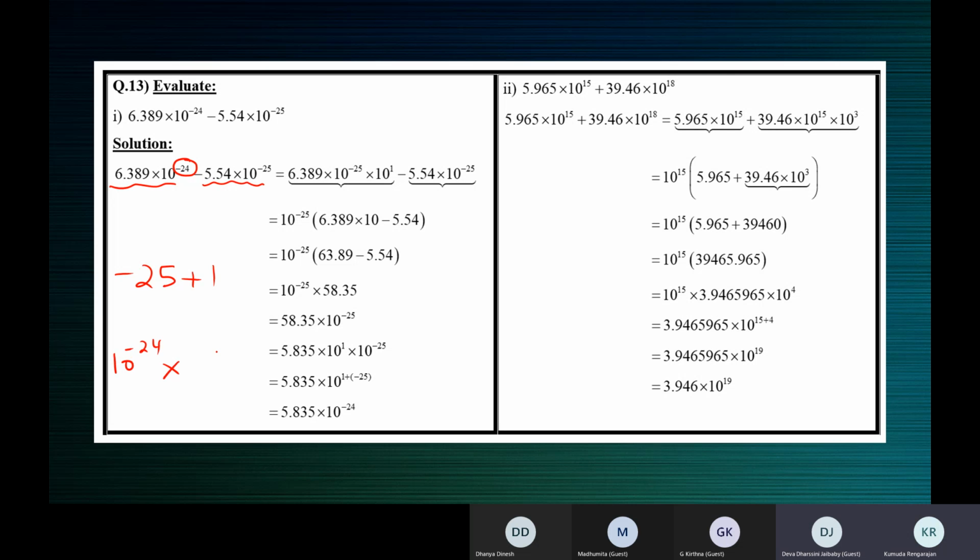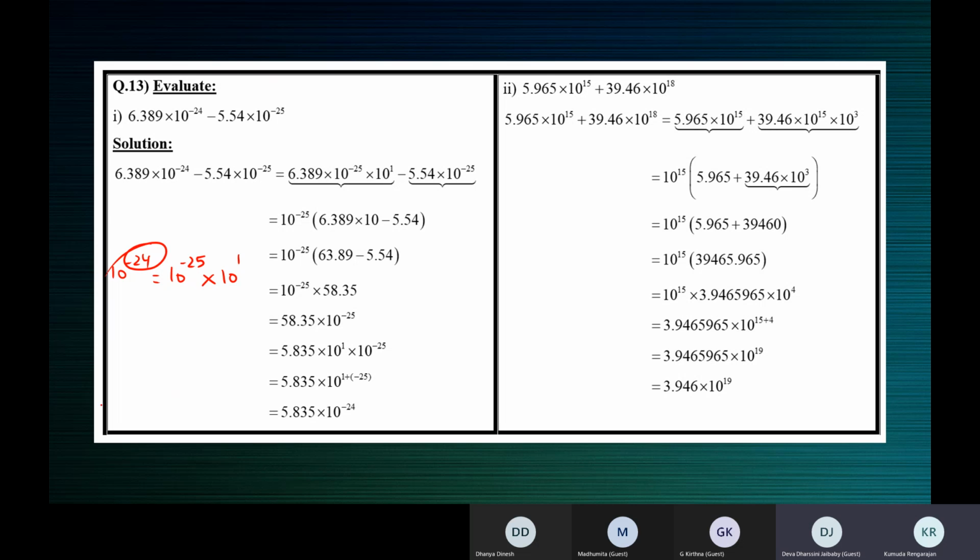10 to the power minus 24 can be written as 10 to the power minus 25 into 10 to the power 1. How does this work? Bases are the same, it's 10. It's multiplication, so we need to add the powers. Minus 25 plus 1 is minus 24.